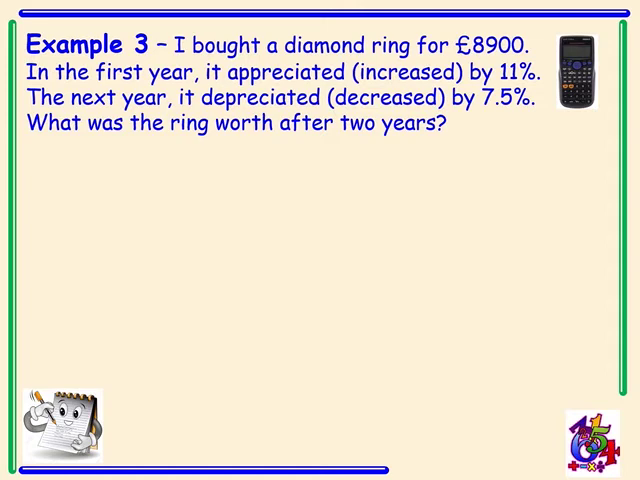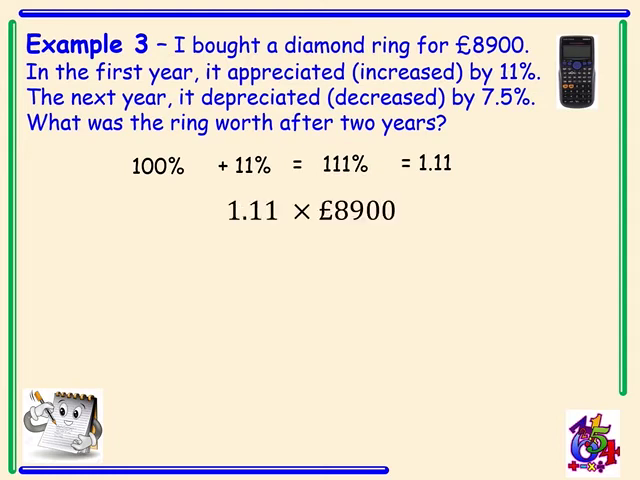So let's look at the first year. We start with 100% and it's increasing by 11%. So we're adding 11 to get 111%. Changed to a decimal, it is 1.11. So I'm going to multiply this by my 8,900 to find that the diamond ring after 1 year is worth £9,879.